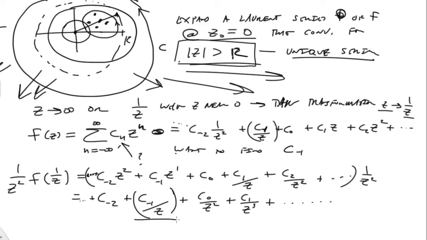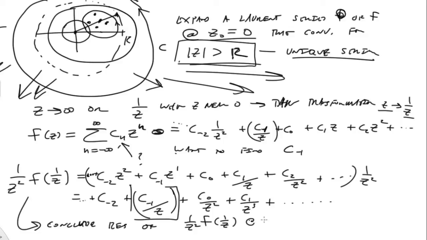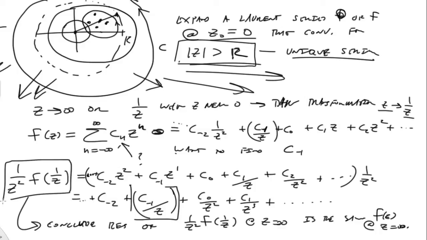Okay, so what I'm saying here is I can conclude that the residue of 1 over z squared f of 1 over z at z equals 0 is the same as the residue of f of z at z equals infinity. All right, and so I can use this as my tool for examining the residues.